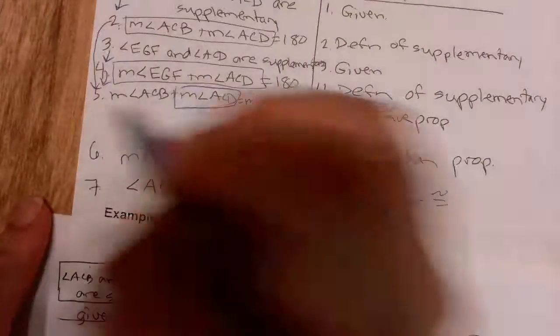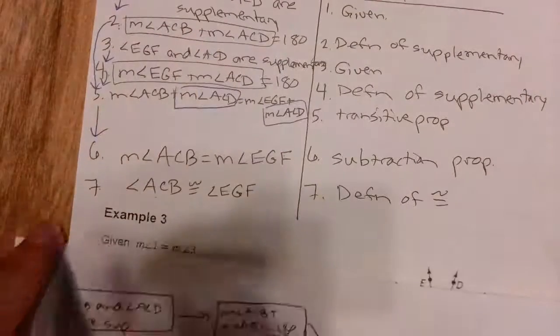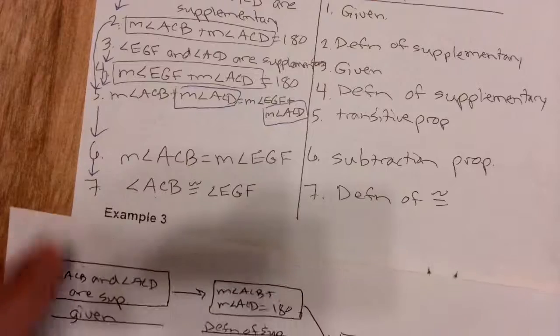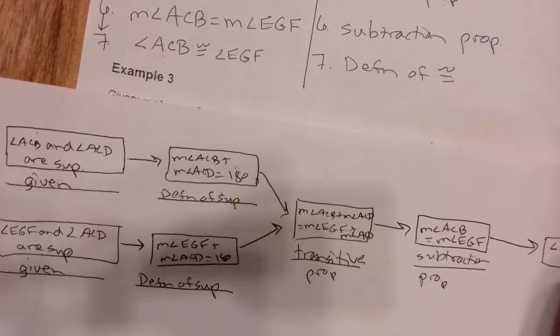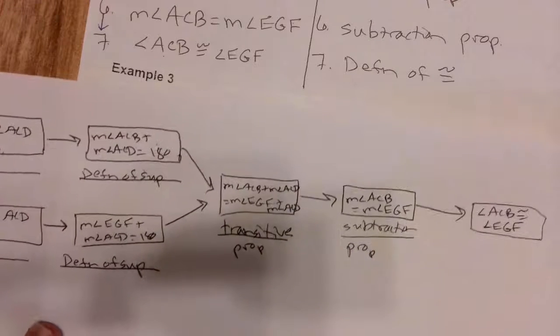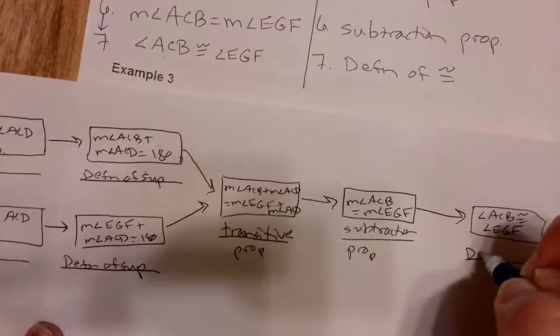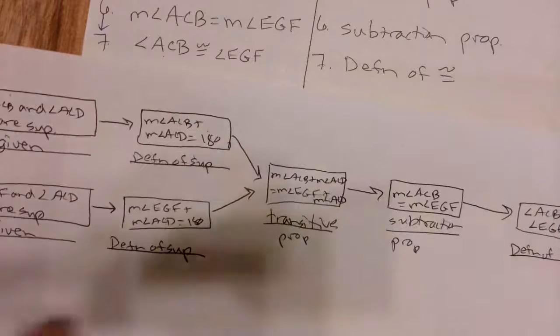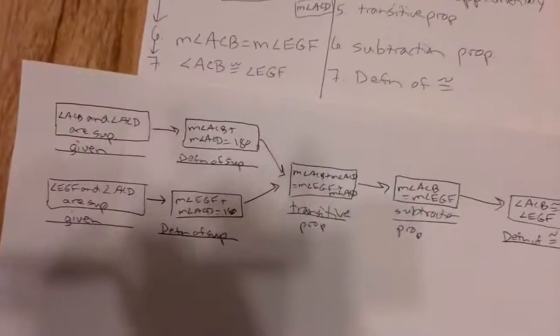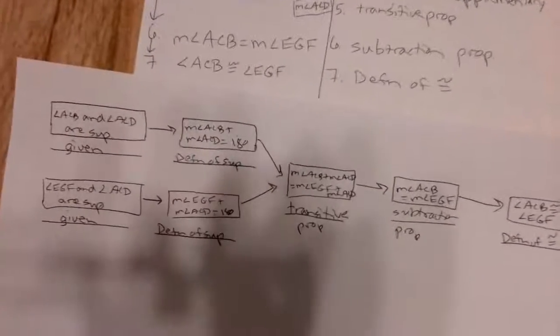So line 5 gave us line 6, and line 6 took us directly to line 7, which was that angle ACB is congruent to angle EGF. And the reason, definition of congruent. So a flowchart looks very, very different than the 2-column proof.